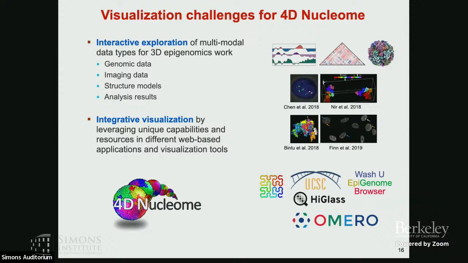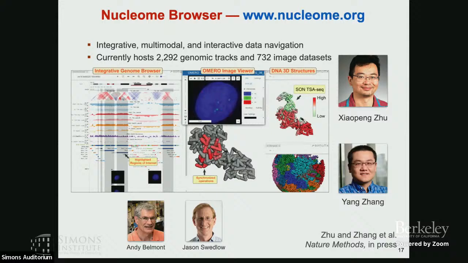It's not possible yet. You have tools like the UCSC Genome Browser for looking at genomic tracks. You have HiGlass to look at Hi-C data. You have Omero to look at microscopy imaging data. But these tools have not been connected to each other, which is what we try to achieve, really, the integrated visualization. And this is also being done in the context of the 4D Nucleome. So our solution, what we call Nucleome Browser, and the paper itself will come out in Nature Methods very soon.